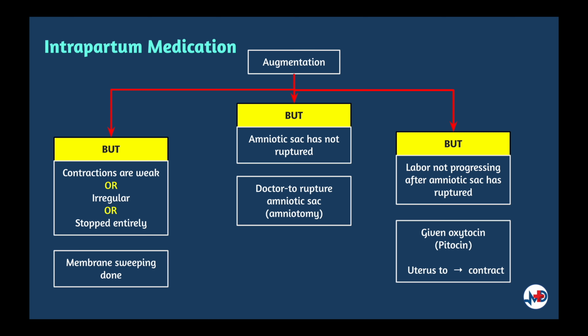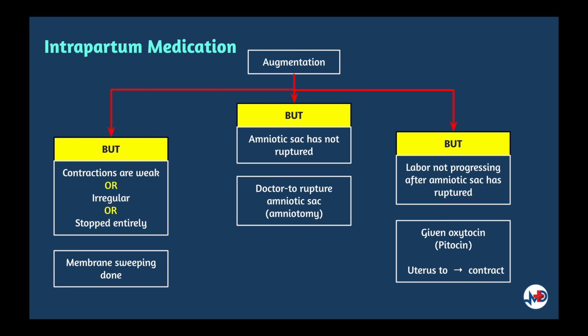Well, when does one need augmentation? So if active labor has started on its own but contractions have slowed down or completely stopped, steps need to be taken to help labor progress, which is augmentation. Augmentation will be done when active labor has started, but contractions are weak or irregular or have stopped entirely.